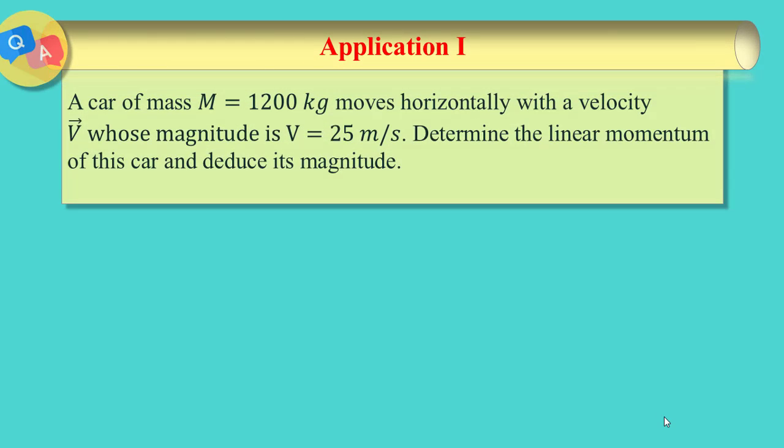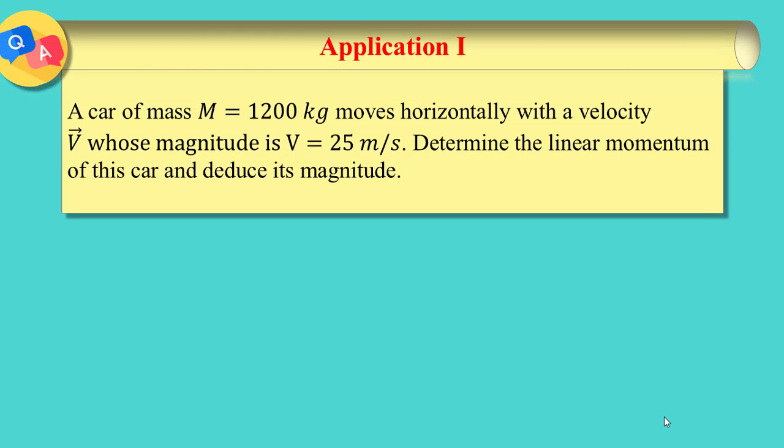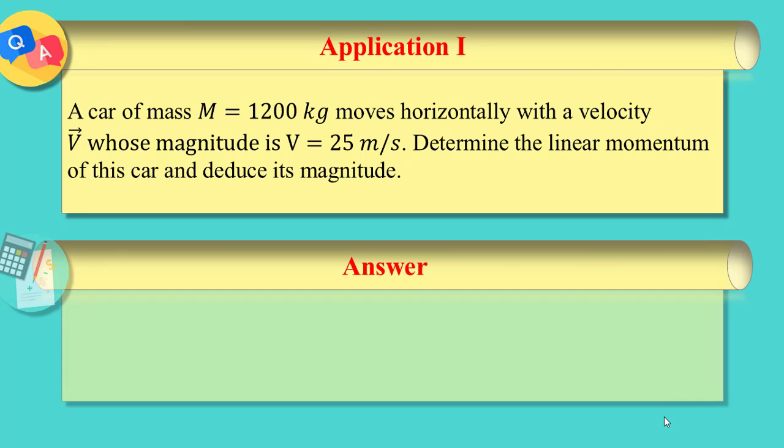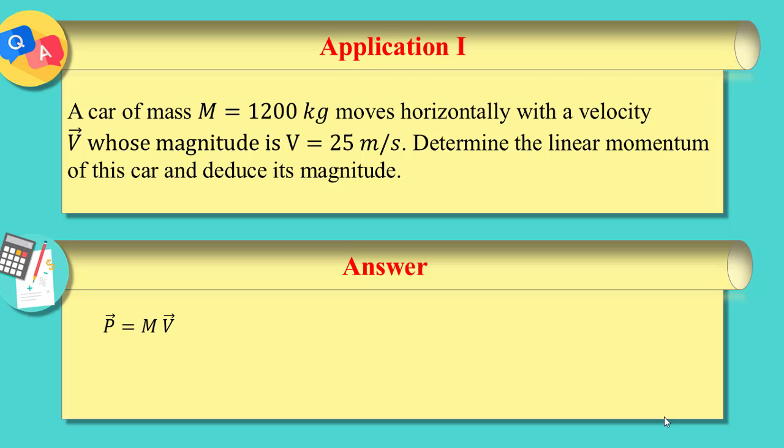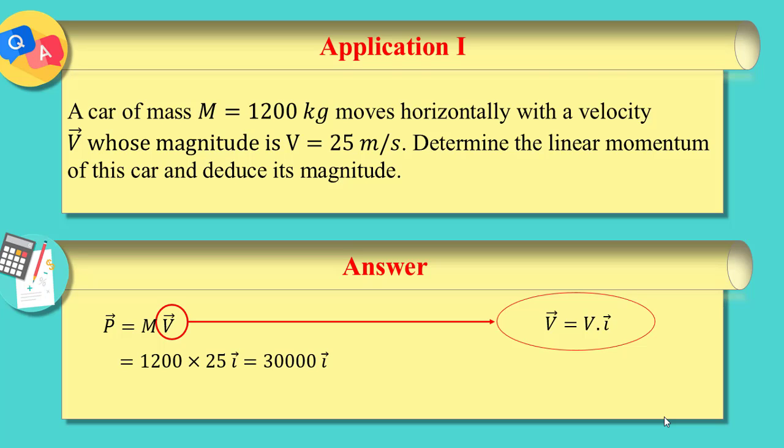Let's solve this application. A car of mass m equals 1,200 kilograms moves horizontally with a velocity v vector, whose magnitude is v equals 25 meters per second. Determine the linear momentum of this car and deduce its magnitude. First of all, the expression of the linear momentum is given by p equals the mass times the velocity vector. In this exercise, they gave us the magnitude of the velocity vector, but we know that v vector is written as v i vector. Let's replace: 1,200 times 25 i equals 30,000 i vector. This is the linear momentum vector. Its magnitude is given by 30,000 kilograms meter per second.